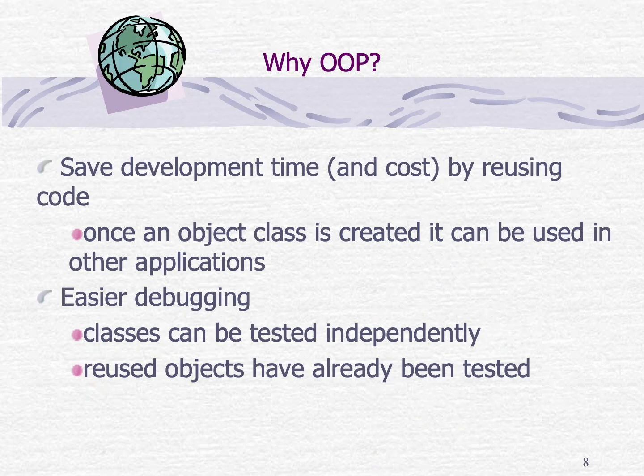Save development time and calculate cost by reusing code. Once an object class is created, it can be used in other applications. Easier debugging: classes can be tested independently. Reused objects have already been tested.